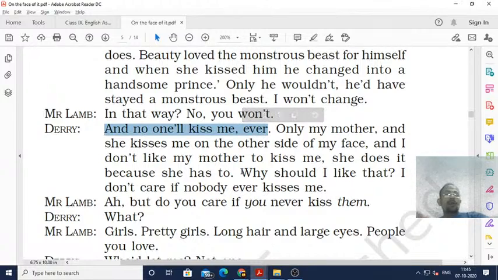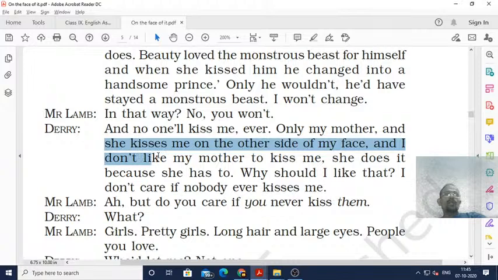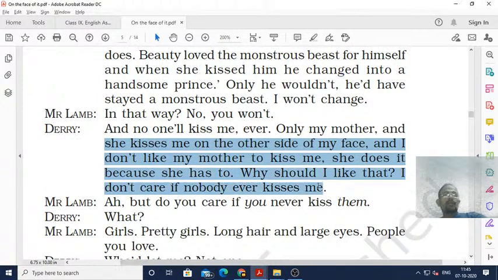No one will kiss me ever, because I've got a burned face. Only my mother, and she kisses me on the other side of my face. And I don't like my mother to kiss me. She does it because she has to. Why should I like that? I don't care if nobody ever kisses me. So Derry says that it's only my mother who kisses me, and that too she kisses on the other side of my cheek where there is no acid burn.